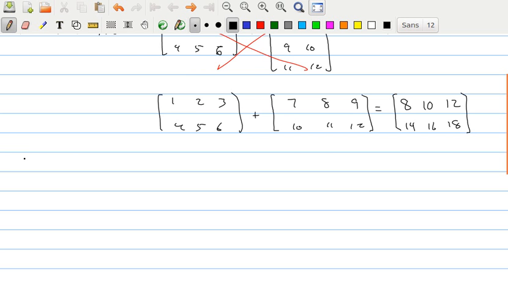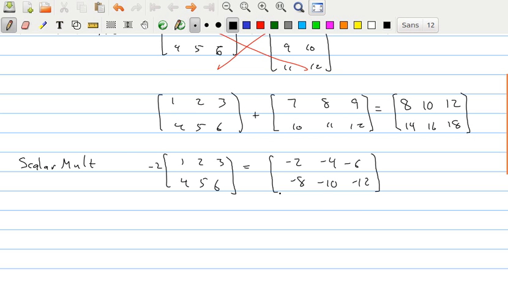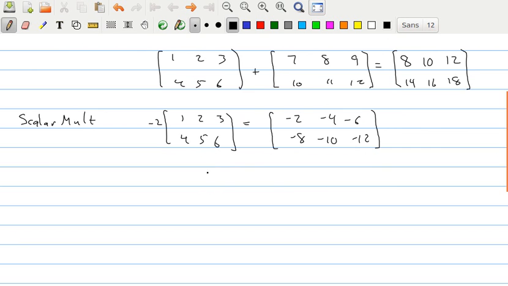Now we also have the idea of scalar multiplication. And this, just like with vectors, we can take any matrix, say 1, 2, 3, 4, 5, 6, and multiply this by any scalar, and you can think of that scalar as distributing to every component of the matrix. So we distribute along the first row, so negative 2, negative 4, negative 6, and then distribute along the second row, negative 8, negative 10, negative 12. So scalar multiplication works for matrices just like it does with vectors.